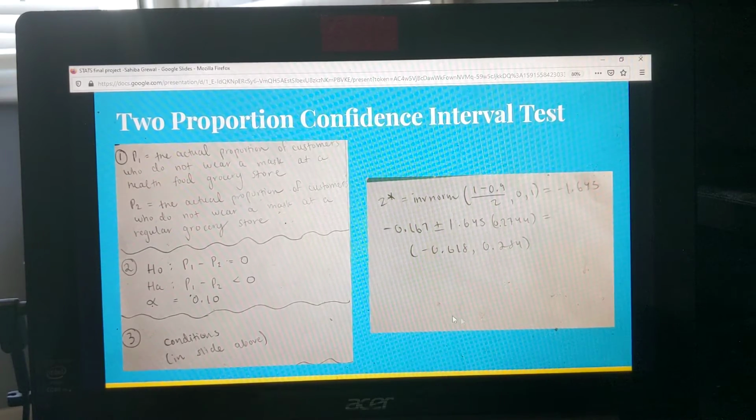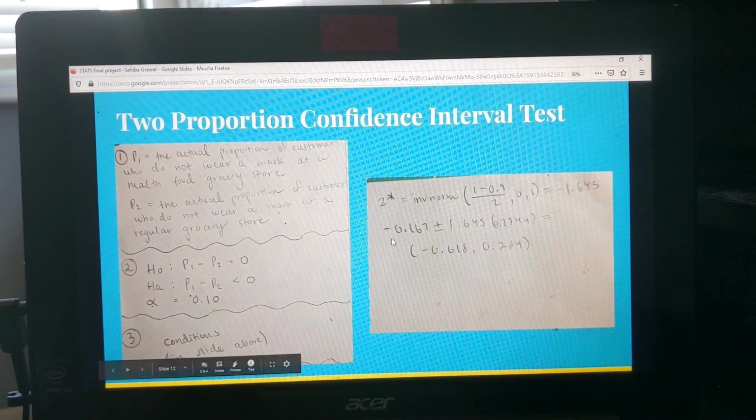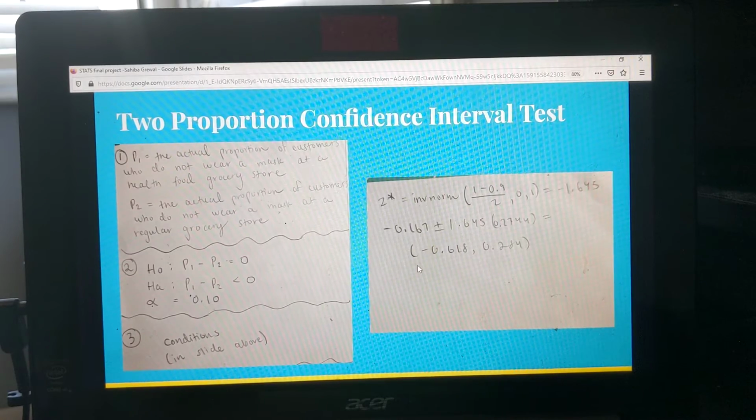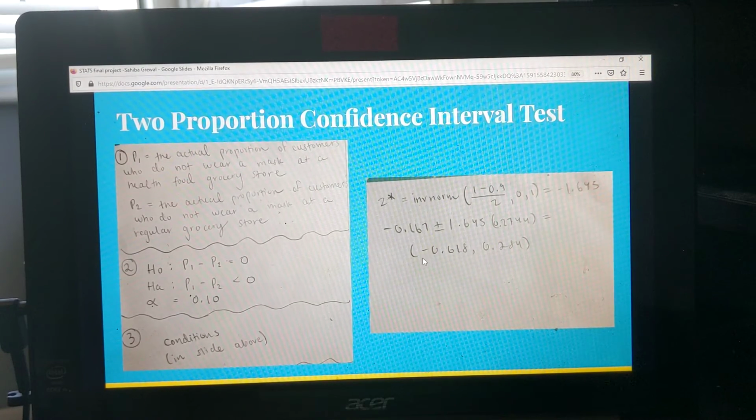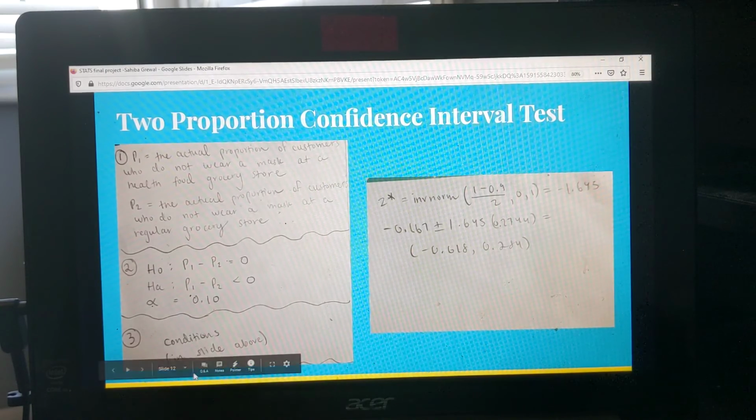And here's my z-star test that I did, and this is the interval I got. So I did it at a 90% confidence interval, and so I got negative 0.618 and then 0.284.